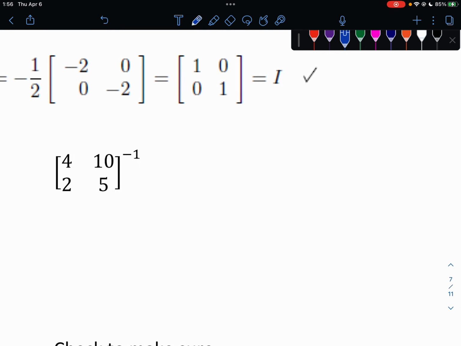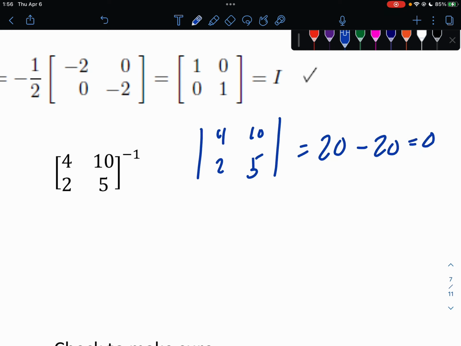So first, let's find the determinant. So the determinant of 4, 2, 10, 5 here is 20 minus 20, which is 0. Since the determinant is 0, that means this one has no inverse matrix. Okay?